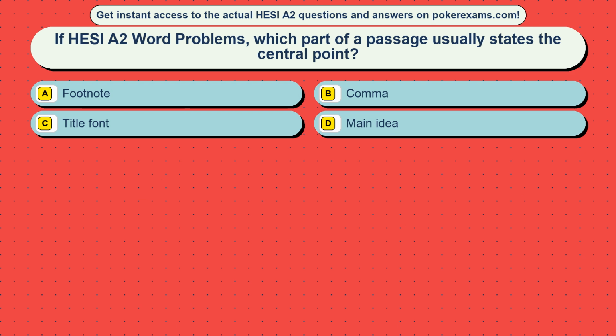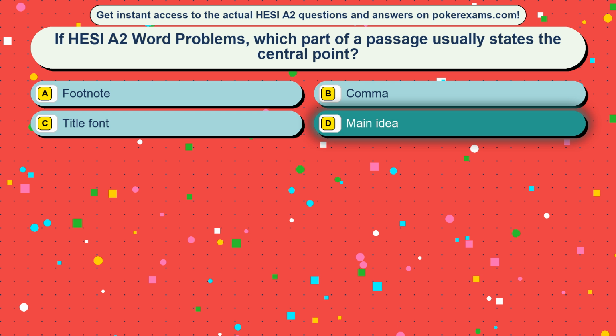Question 50. If HESI A2 word problems, which part of a passage usually states the central point? Option A, footnote. Option B, comma. Option C, title font. Option D, main idea. The correct answer is option D, main idea.